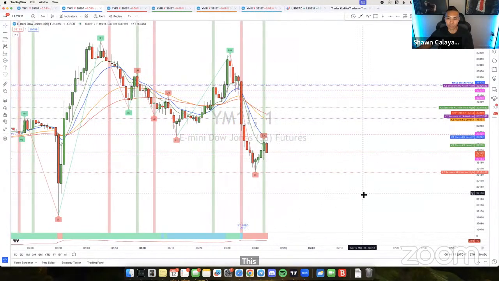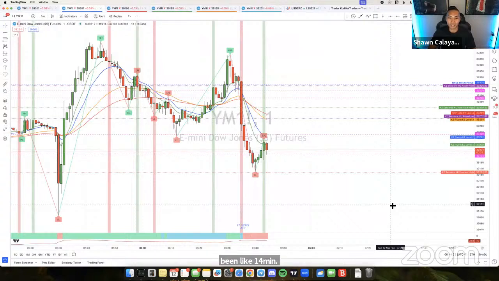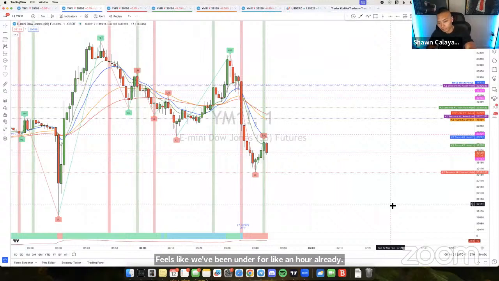It's only 6:44, so I know it probably feels like we've been watching the charts for a while, but it's only been like 14 minutes. Feels like we've been on here for an hour already. Just waiting for the breakout V3 to come up, but it's all good. Just got to be patient, got to sit tight, and the opportunity will come up when the time comes.